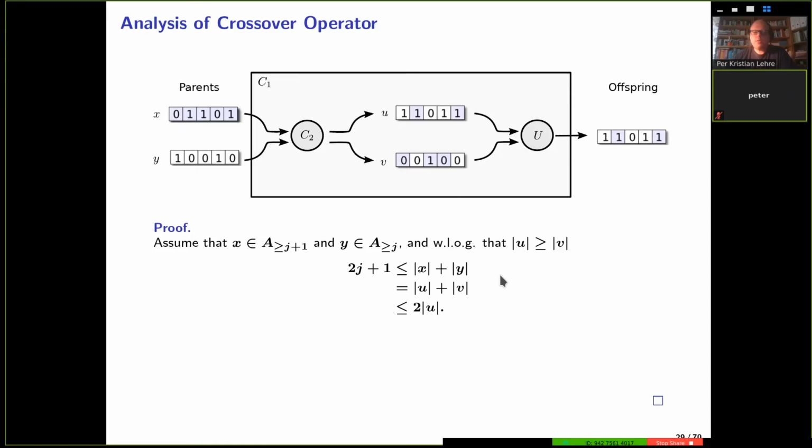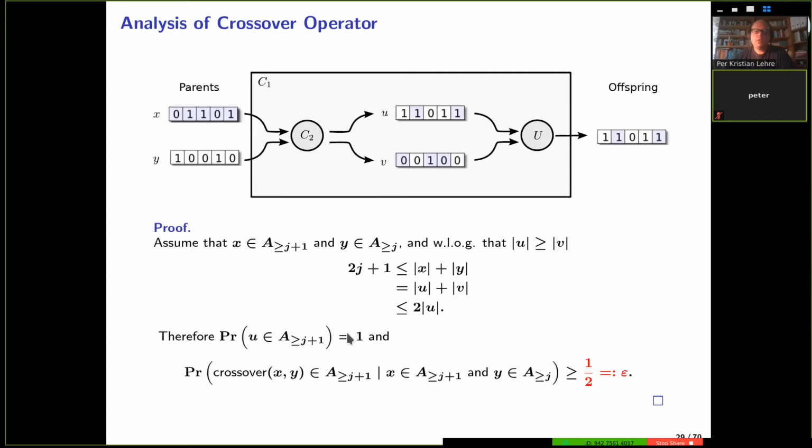Okay, so let's now assume, without loss of generality, that u is the bit string that has the most 1 bits. So u plus v is less than 2 times the number of 1 bits in u, by this assumption. So it means that the number of 1 bits in u is going to be at least j plus 1/2. Since we can't have half 1 bits, we must have in u at least j plus 1 bits.